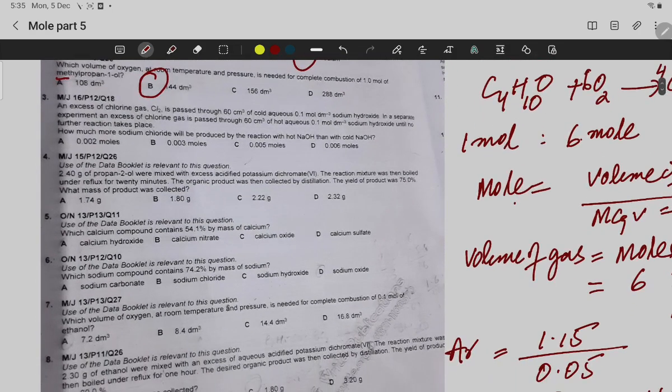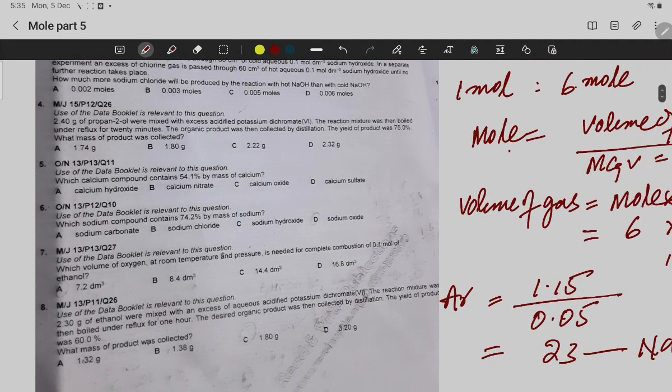So next question is, you have done this question in class. Now look at the next question. 2.40 gram of propane-2-ol were mixed with excess acidified potassium dichromate. The reaction mixture was then boiled under reflux for 20 minutes. The organic product was then collected by distillation. So if propane-2-ol is oxidized, the organic product was then collected by distillation.